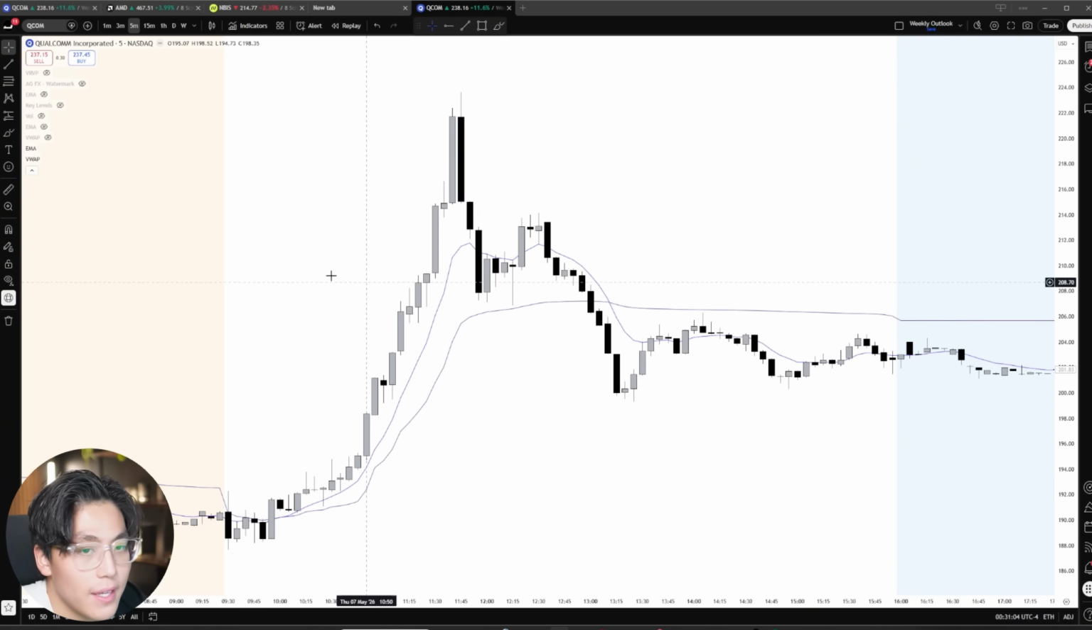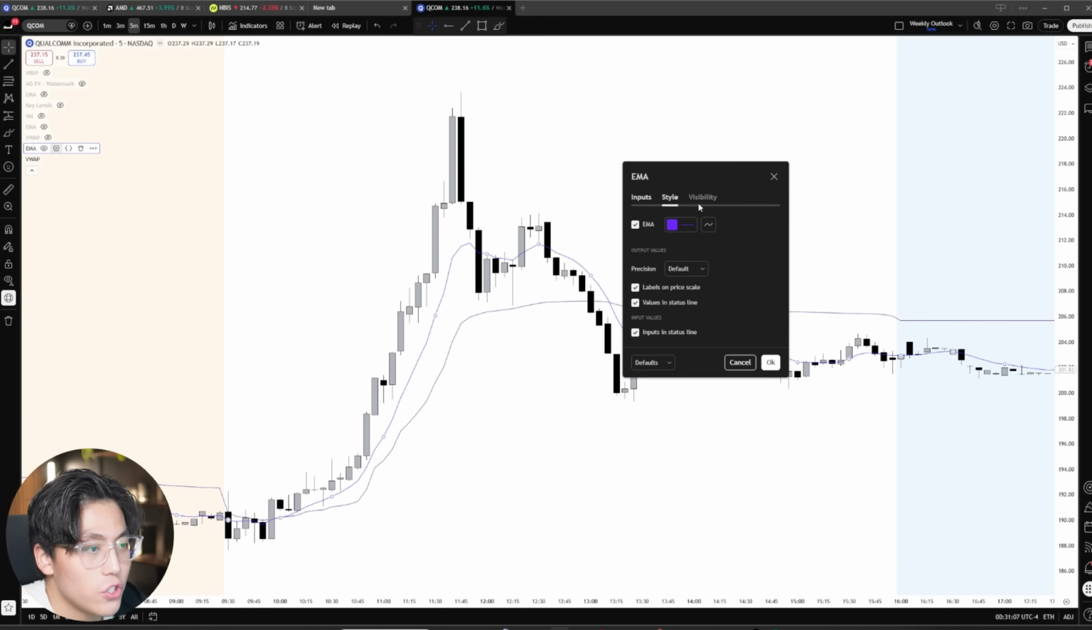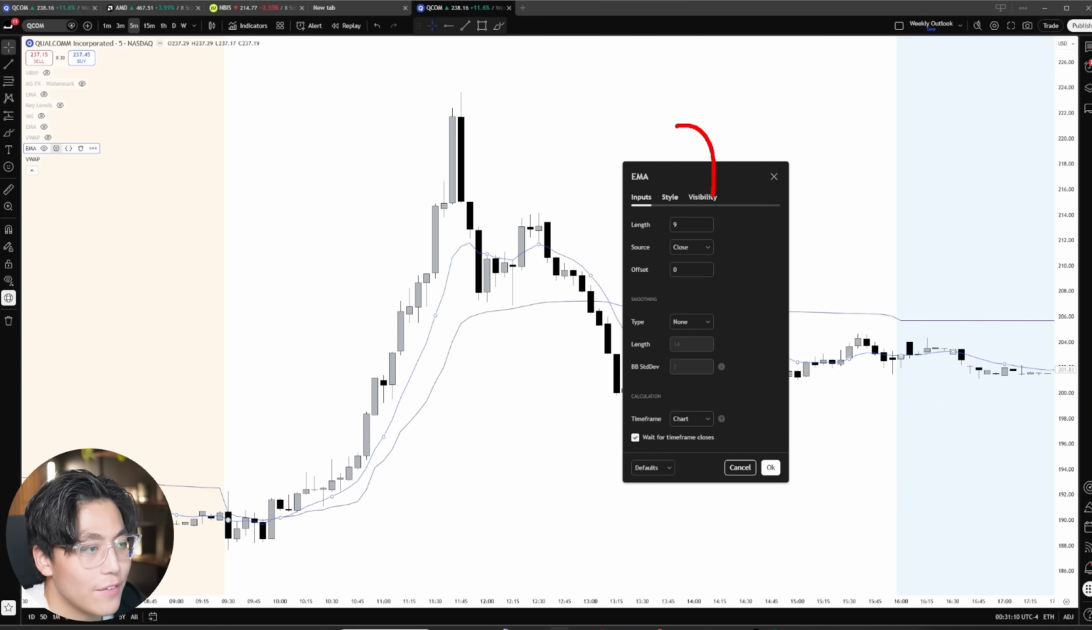And for the EMA, we can change this to a different color if we'd like, and it's already inputted on the default setting, which the length is in this case 9.